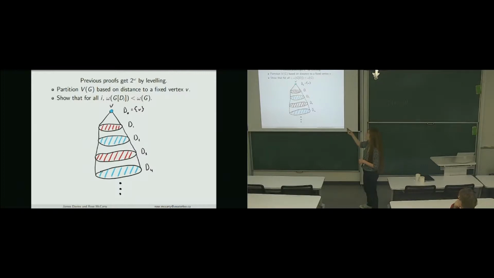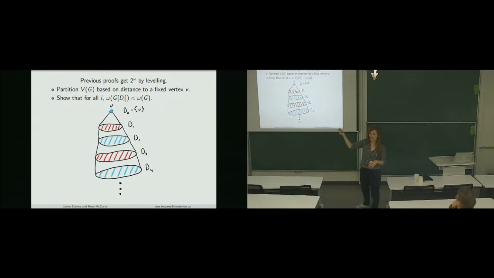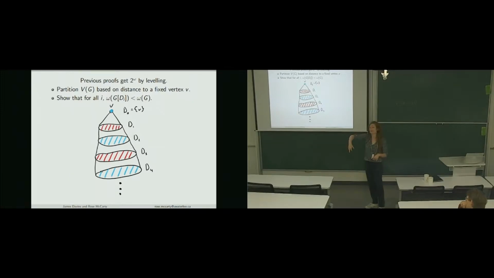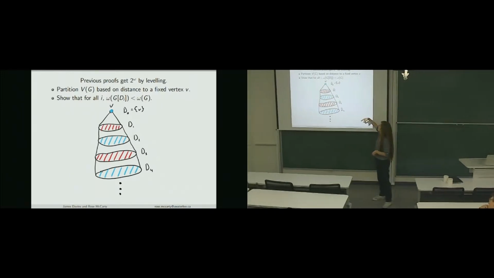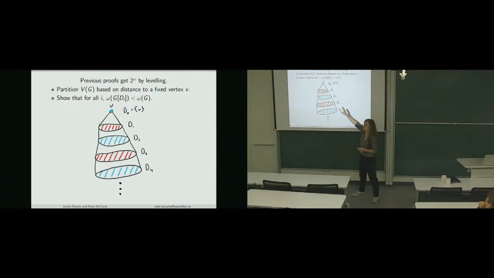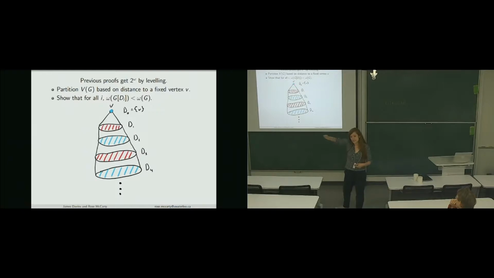So the previous proofs all get 2 to the omega immediately by a technique that's known as leveling. The rough idea of leveling is that you fix any vertex v in the graph, and then you partition the vertex set of the graph based on their distance to the vertex v. So the distance is the length of the shortest path, and essentially this is a breadth-first search tree starting at v. So you can use some techniques to show that for any integer i, if you look at the set of vertices of distance exactly i, the clique number goes down by 1. So for instance, in the neighborhood of v, certainly the clique number goes down by 1, and there are some techniques to show that that happens at any level.